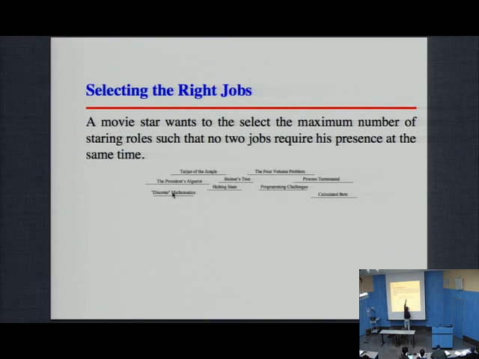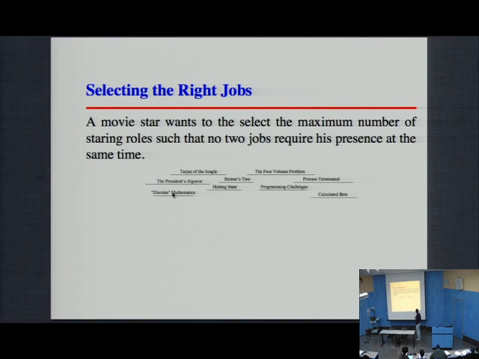This one. You want Steiner's tree, okay? You want him to do programming challenges, calculated bets, okay? That way he could do 4 movies. Does everybody see that? Is there any way he could do 5 movies? I don't believe that there is a way to do 5 movies. Here.